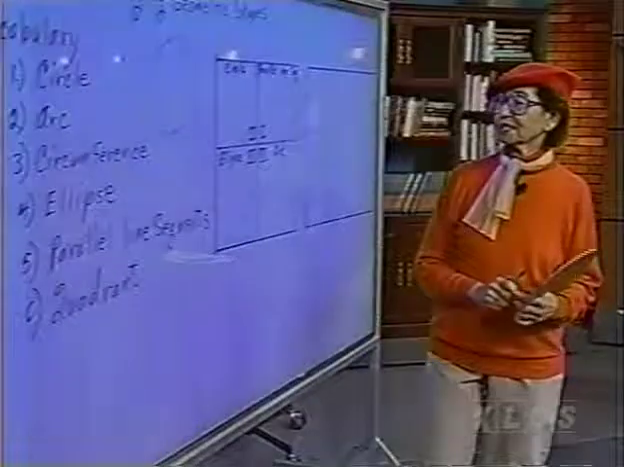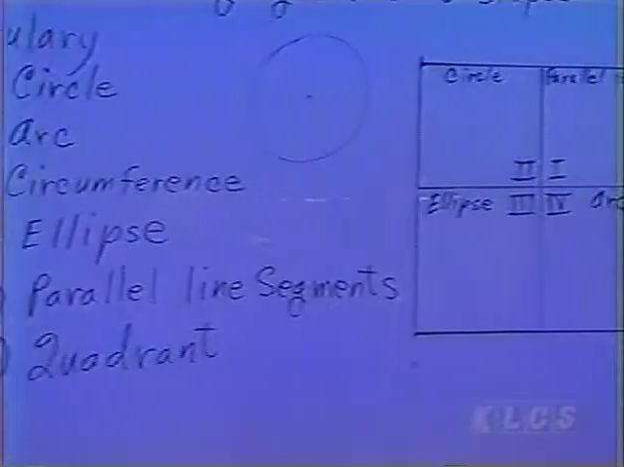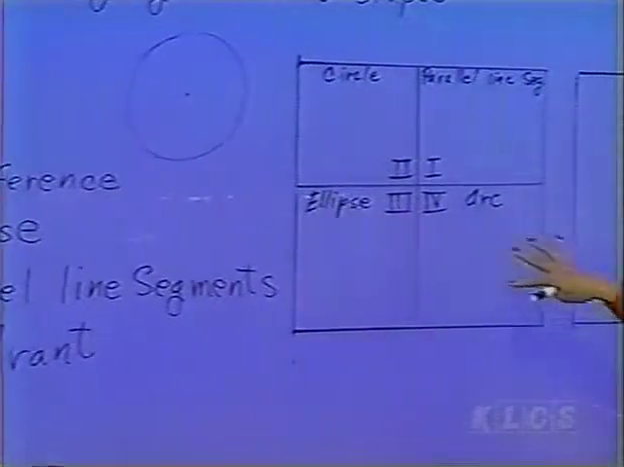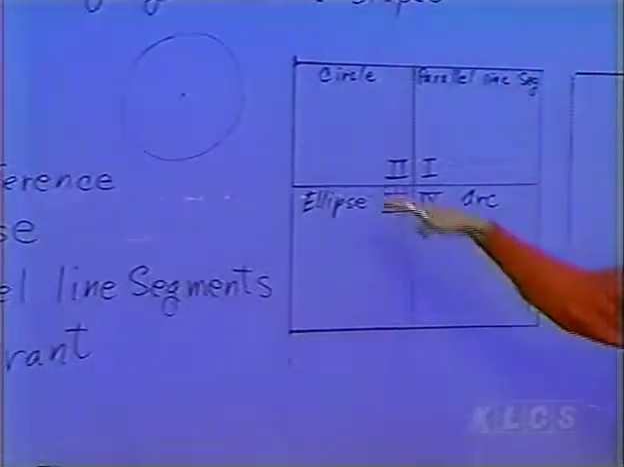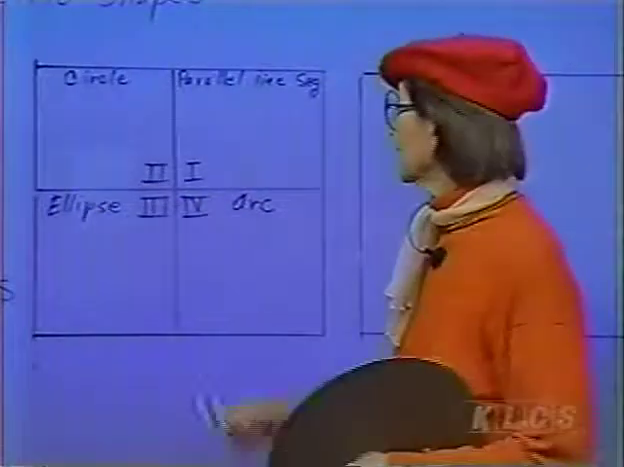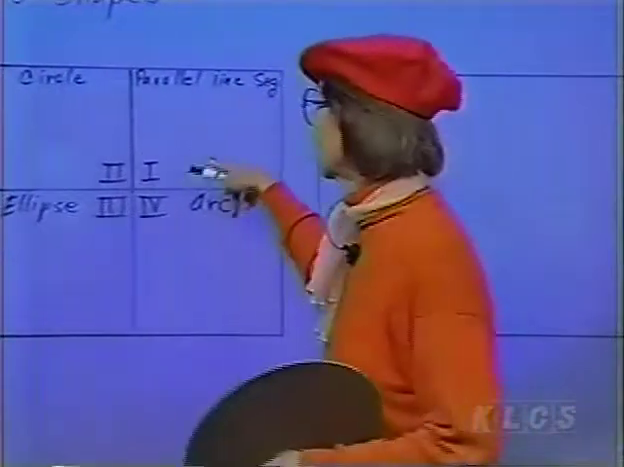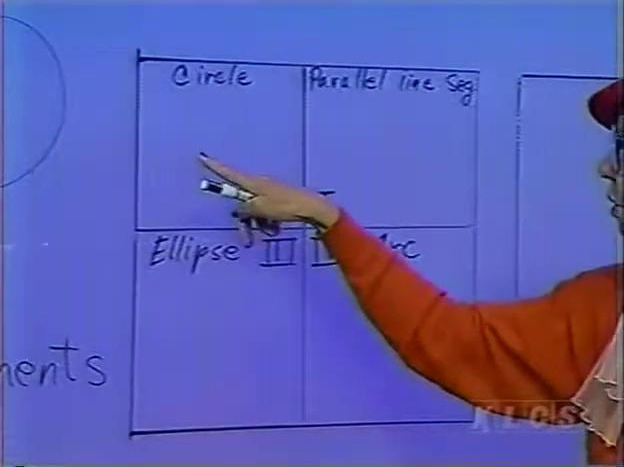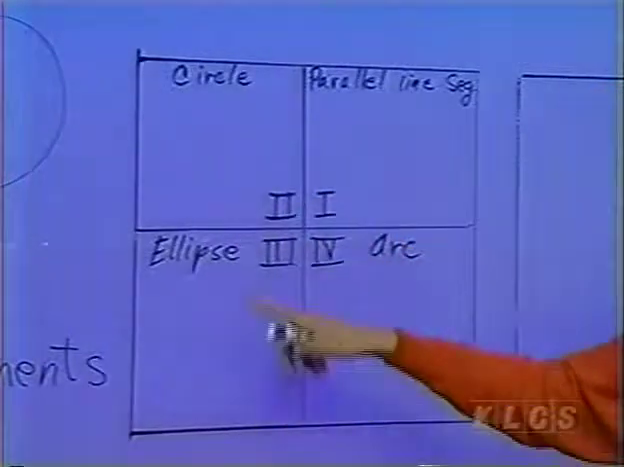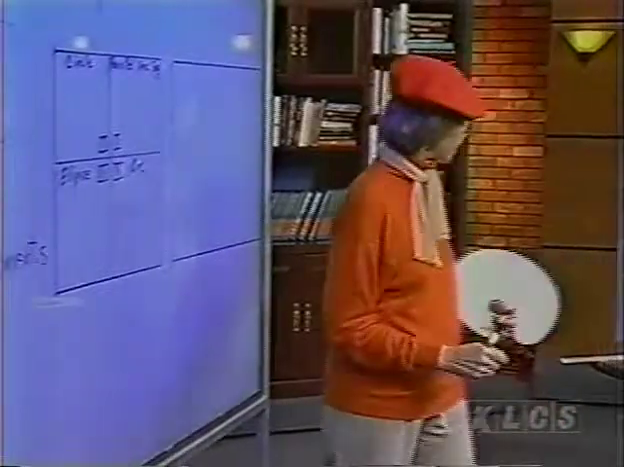Okay, and then a quadrant. That's a new word. You haven't had that one before. A quadrant, if we were plotting points, we would take our paper and we would divide it into 4 equal parts. This is quadrant 1. The upper right-hand corner is quadrant 1. The upper left-hand corner is quadrant 2. Quadrant 3, quadrant 4.